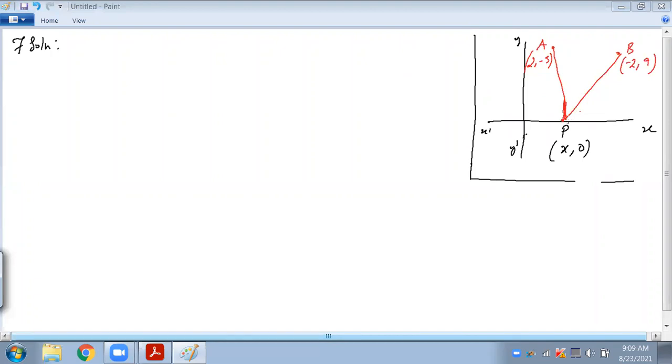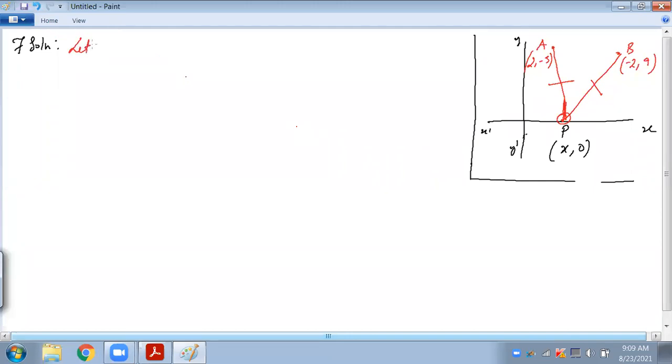So once again, I'm repeating the point P. We have a point on x-axis. We have taken that point as P, and the coordinate we have taken as what? X and 0. Why? The point is on x-axis, so we'll take the x coordinate as x, and the y coordinate will be 0. And the other 2 points are given, 2, minus 5 and minus 2, 9. We'll take them as A and B. Now, the point that is on x-axis is equal distance from these 2 points, so that means AP and BP will be equal.